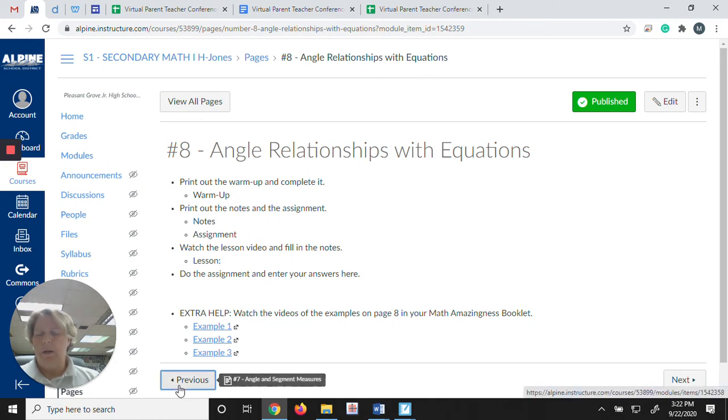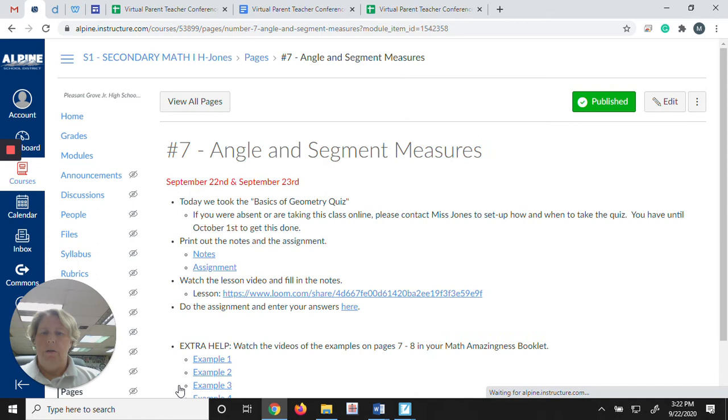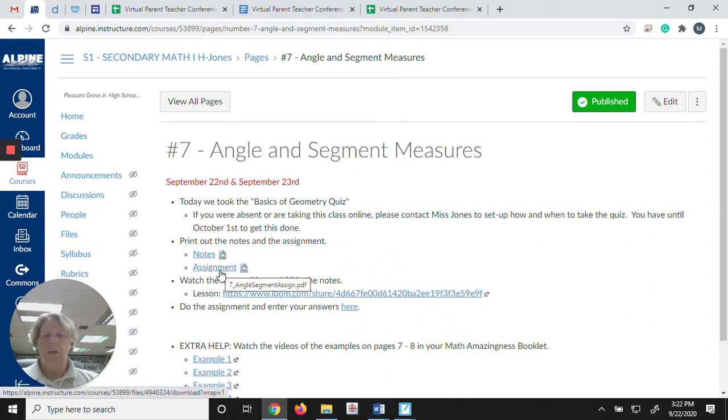So let me go back to the one for today. Here's the lesson video. Here's the notes. Here's the assignment. Once they've done the assignment, they turn their answers in here. Okay. If you are missing any of the things for your binder, the notebook itself, the dividers, the Math Amazingness booklet, any of the handouts, please have your child talk to me so that we can get them set up. We will have a notebook check at the end of the term. Just make sure we're staying organized and keeping on top of everything that we're supposed to be doing.